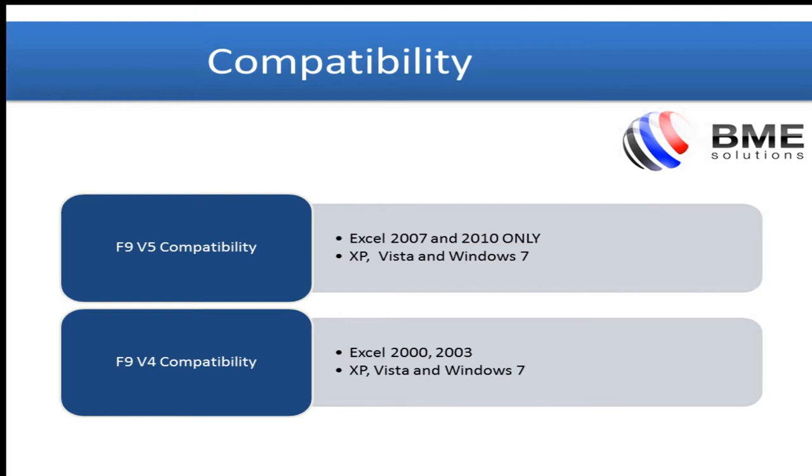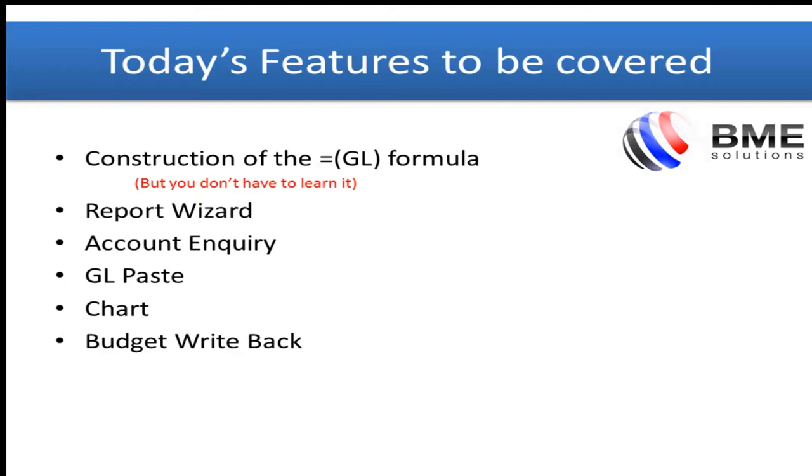There are currently two versions of F9. People attending this webinar will be using the bottom one, F9 version 4, which is compatible with Excel 2000, 2003, and actually upwards as well, so you can use it on 2007 and 2010. The later version of F9, version 5, which we're trying to get people to move on to, is only compatible with Excel 2007 and above. But as I say, this particular webinar is just going to be focused on the older version of F9.